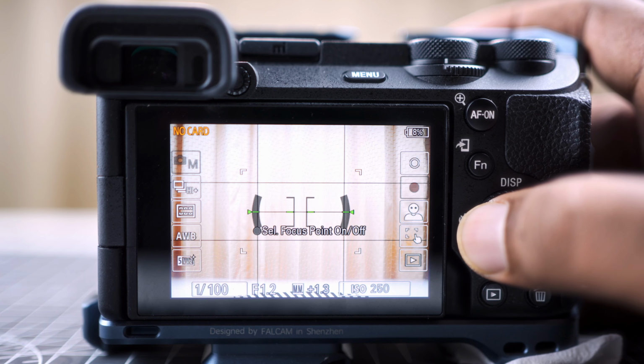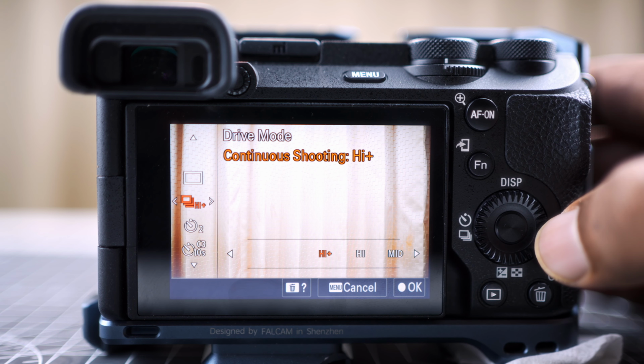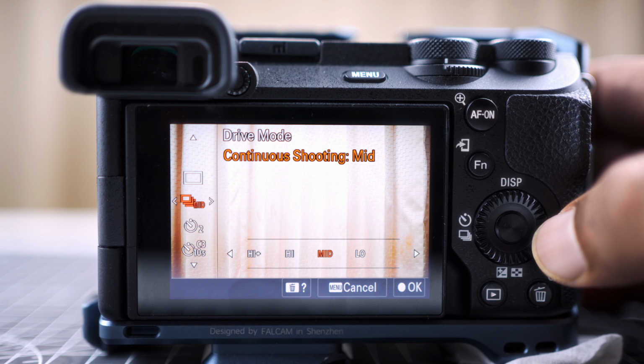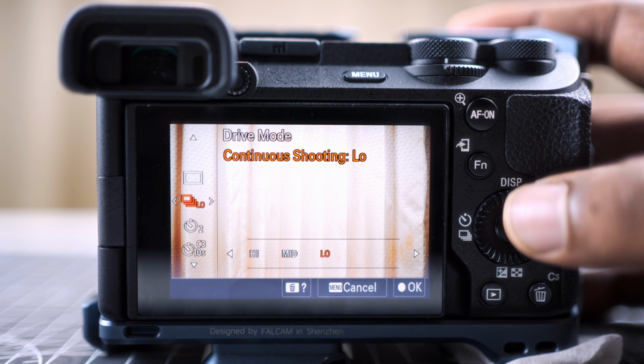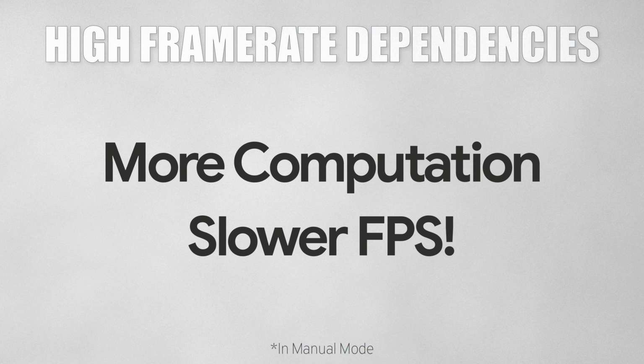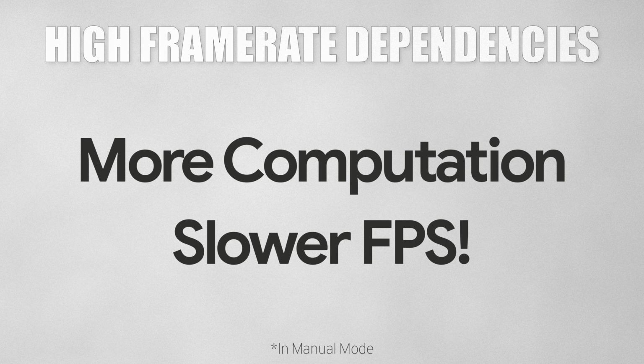On the topic of drive modes, even if the A6700 can shoot 11 frames per second at high plus mode, there are limitations to achieve this. More the computation, slower the frames per second the camera can shoot.